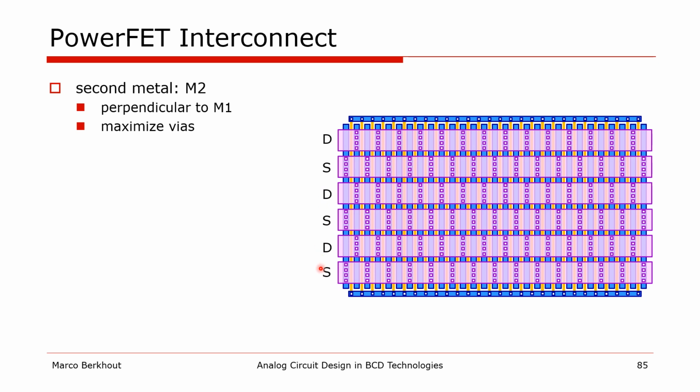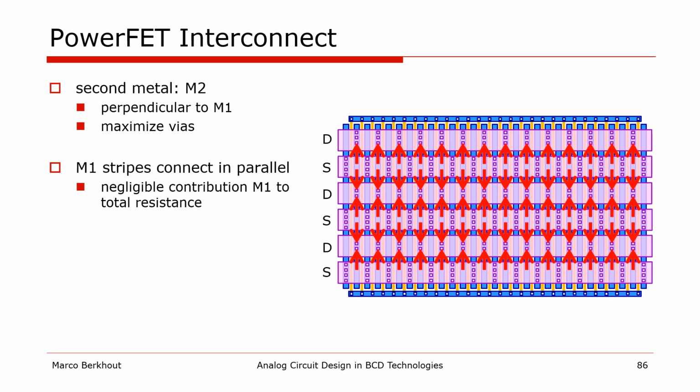This results again in alternating source and drain connections. And here you want to use the maximum allowed metal density and use as many vias as possible. The benefit in this way of connecting is that the metal 1 lines are now essentially split up into short segments that are connected in parallel by the metal 2. And in this way, the contribution of the metal 1 to the total resistance becomes negligible. Current only has to flow a very short distance through the metal 1 before it reaches the metal 2.